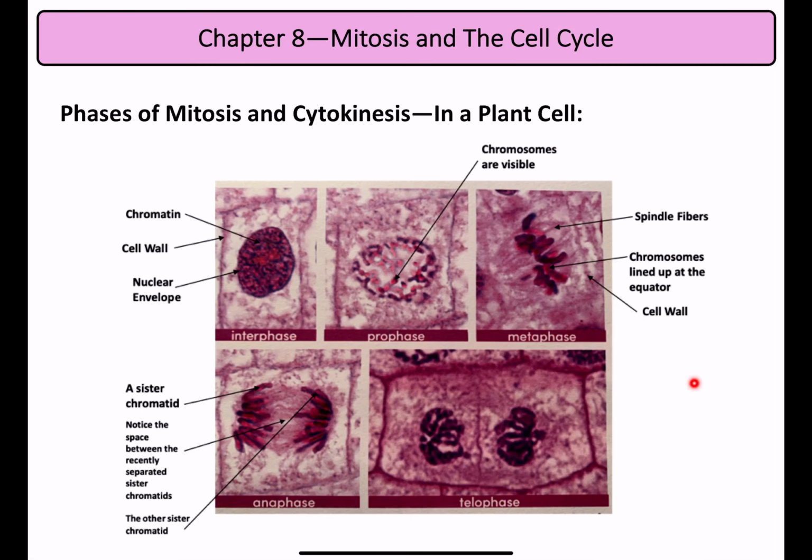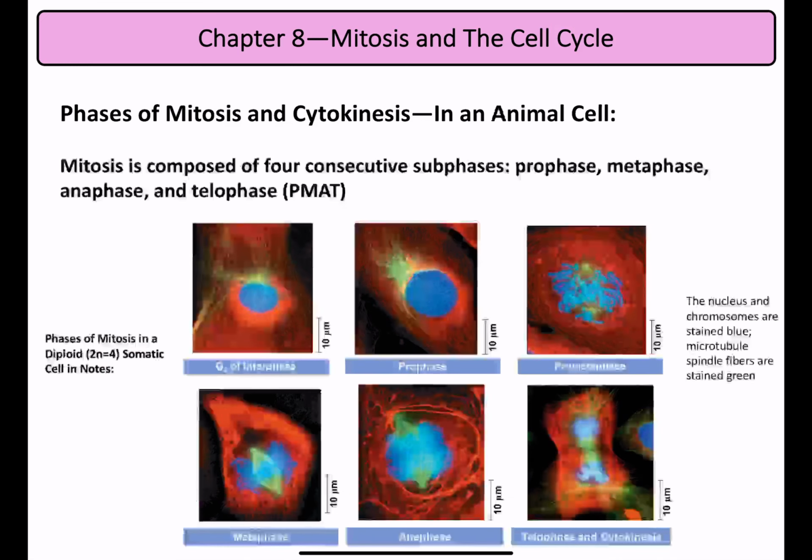Here's a nice picture of a plant cell undergoing mitosis, and you can take a look at the various phases. I've also taken the time to label major structures throughout the process. Here we have the same idea, except in this case it's an animal cell undergoing mitosis. Chromosomes are stained in blue, the microtubule filaments are stained in green.